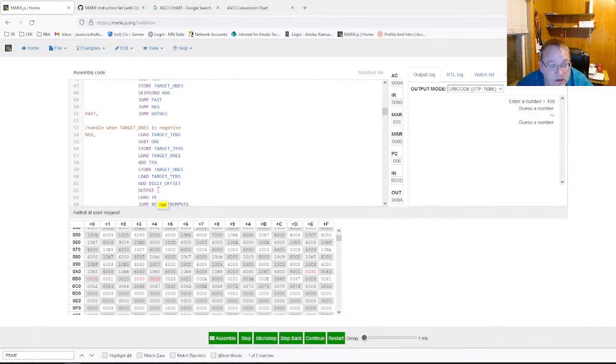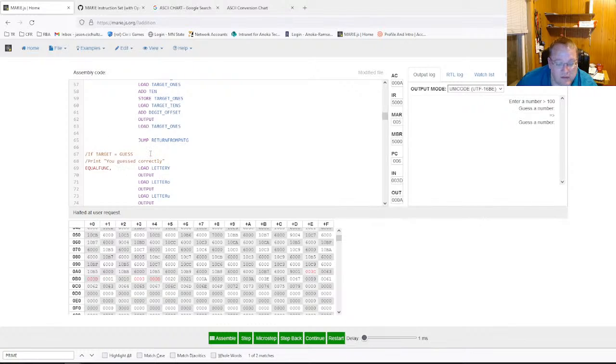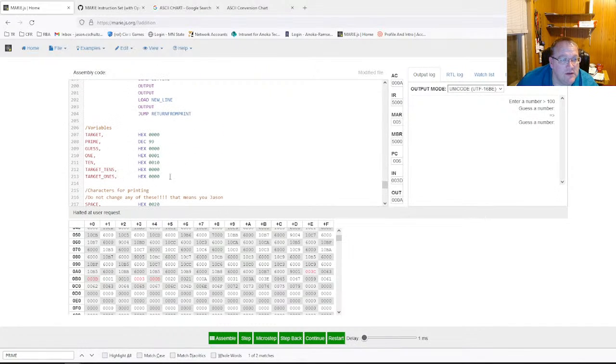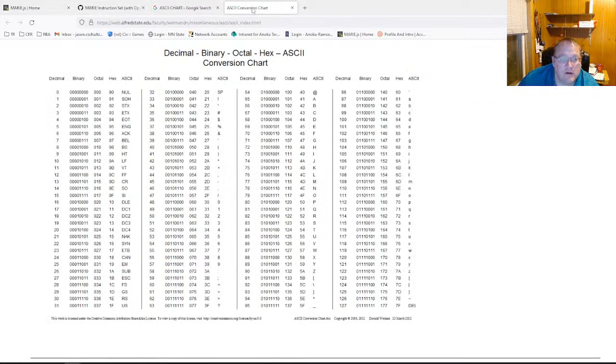Load target 1s, add digit offset. I have to go down to my variables and add in digit offset. And this is going to be whatever this 0 is. So 0 is hex 30.